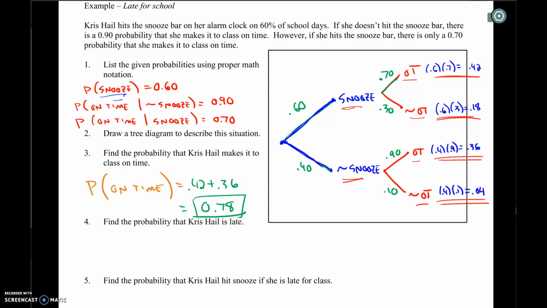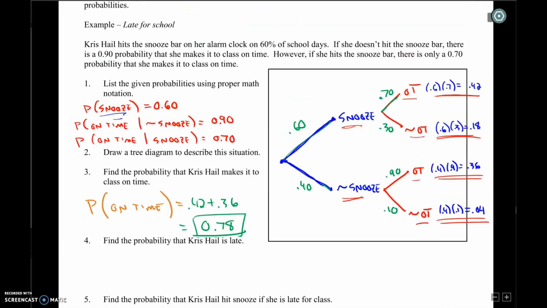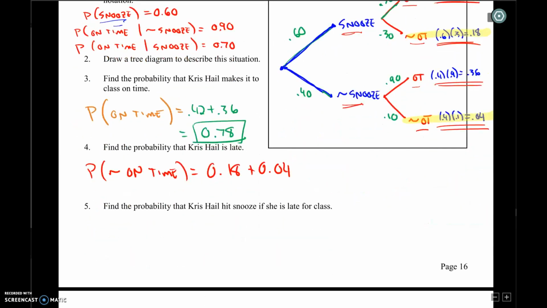What's the probability that Chris Hill is late? Well, sorry, late would be not on time. The probability she's not on time equals 0.18 plus 0.04, which gives us a 22% chance. Dang it, I didn't really need to do this, did I? If there's a 78% chance she's on time, then there must be a 22% chance she's not on time. I could have used the rule of complements there. That would have been easier.